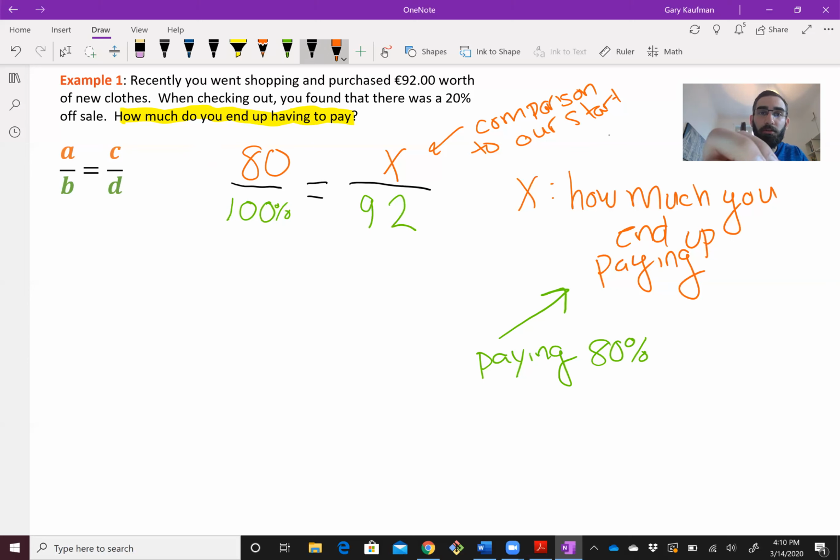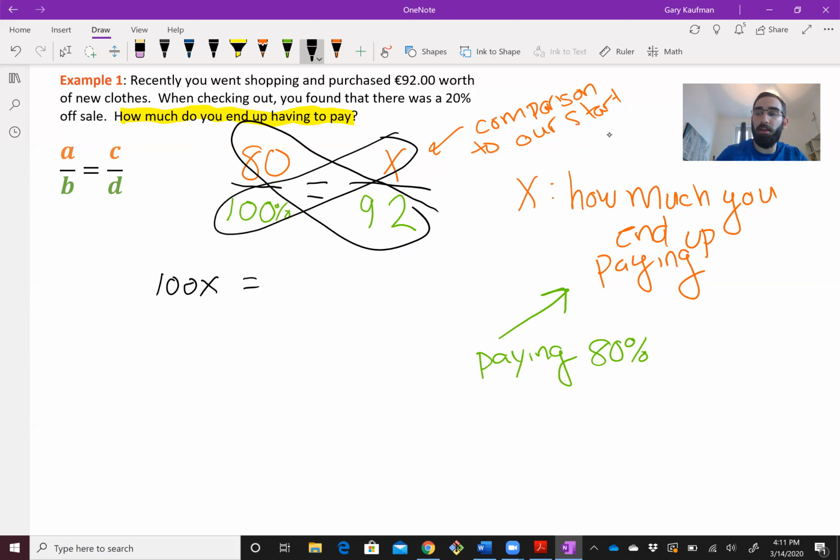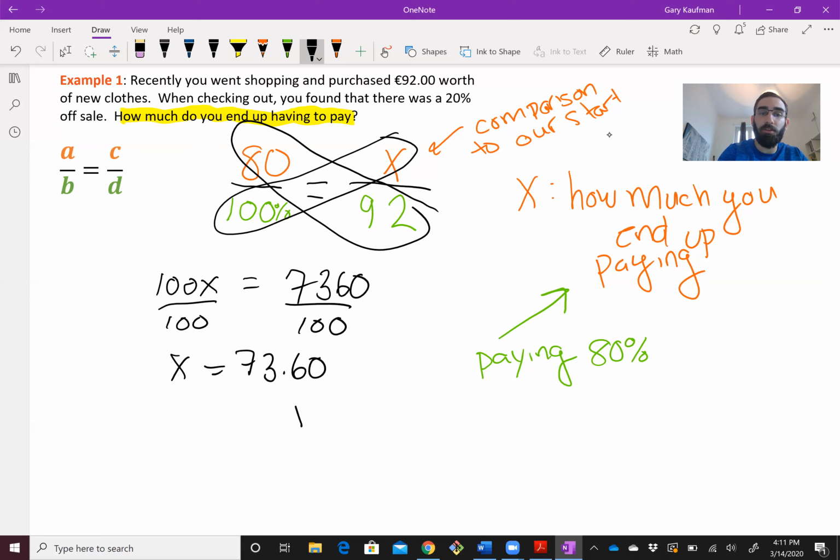I can now cross multiply, get 100x equals 80 times 92. Hopefully you have a calculator near you, which is 7,360. Divide by 100, divide by 100. X is 73.60. So this is what I pay.